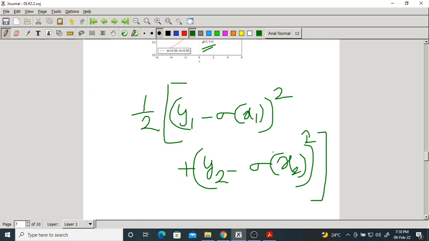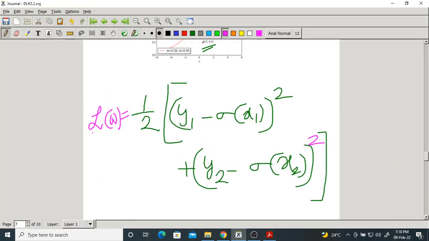Actually, there is no 1 by 2 initially, right? Whether you write any value here, it doesn't make any difference. Is it okay? Actually, in the formula there is no 1 by 2. Initially I told you the formula of the loss function. Is it okay?